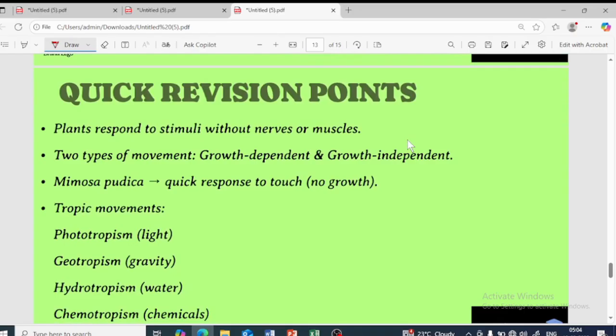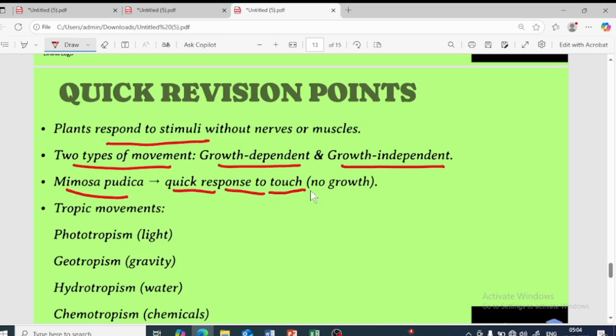You know that plants do not have nerves as well as muscles, yet they respond to stimuli. Two types of movement: one is growth dependent movement and the other is growth independent movement. Growth independent movement example is mimosa pudica. The electrochemical signal will be passed from cell to cell. When you touch the cells, the water from the cell will move out and it will shrink. After some time the water will move in again and it will swell. That is a quick movement, not growth related.